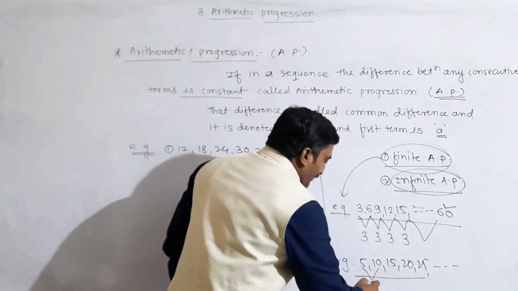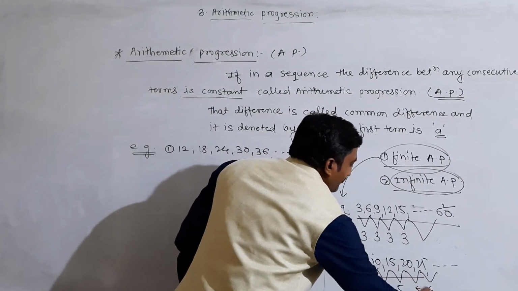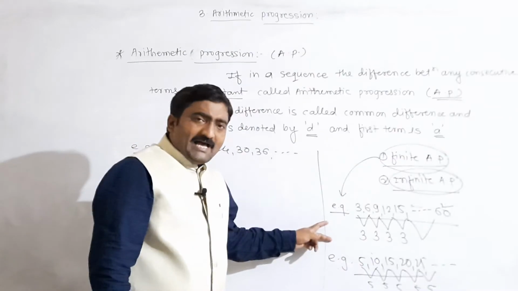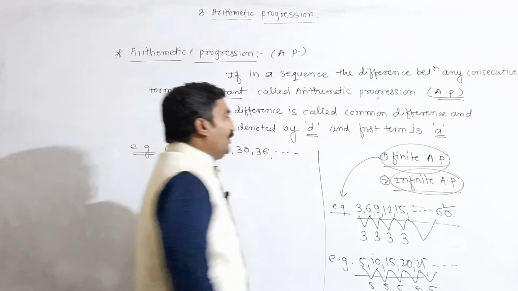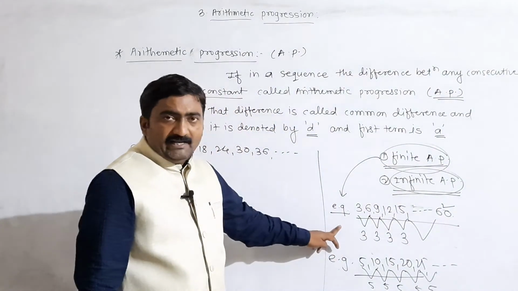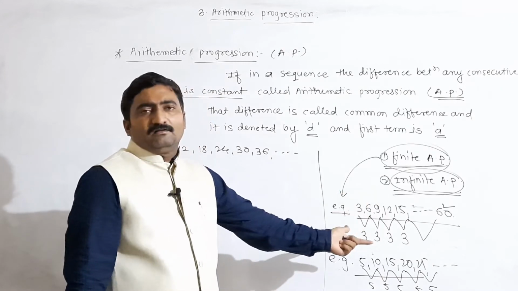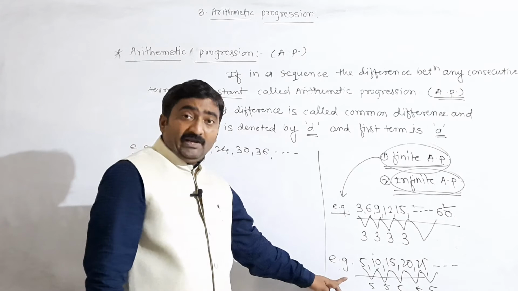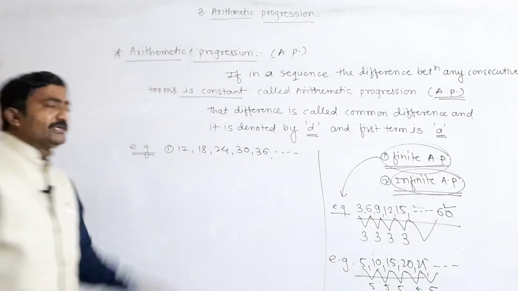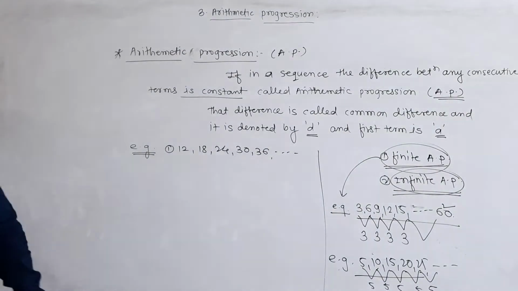This is also an AP. Why? The common difference is 5. Both the sequences are in AP, but these are two types, finite AP and infinite AP. This is a finite AP because in this AP the terms are finite, but in this AP the terms are infinite. So this is called infinite AP. So remember that there are two types of AP, finite AP and infinite AP.